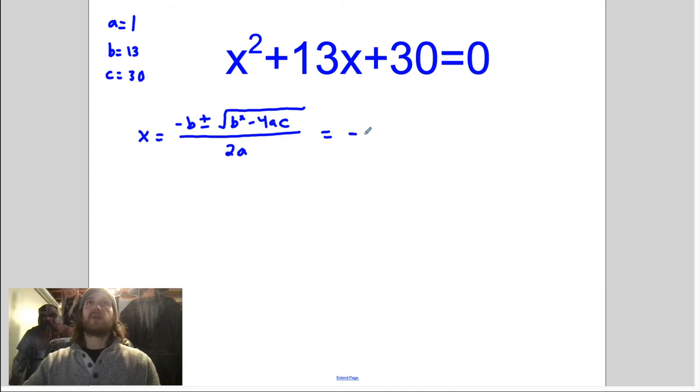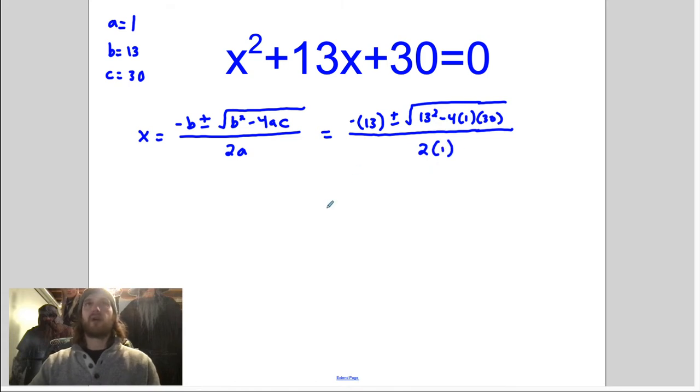So now we can go through, and I'm going to recopy everything, but put it in parentheses when I substitute. So this would be the opposite of 13, plus or minus the square root of 13 squared minus 4 times 1 times 30, all over 2 times 1. And now from here, all we have to do is simplify. So I typically simplify the root, and then everything under the root, and then the bottom, and then we add and divide, and we're done. So this is going to look like negative 13 plus or minus the square root of 169 minus 120. So that's 4 times 1 times 30. Okay, and then in the bottom we just have 2.